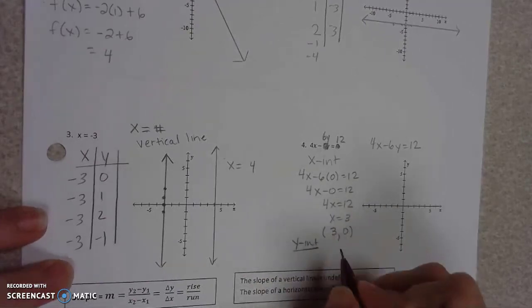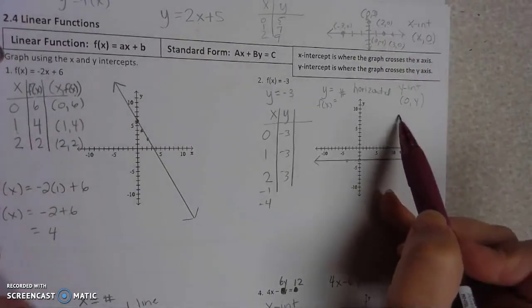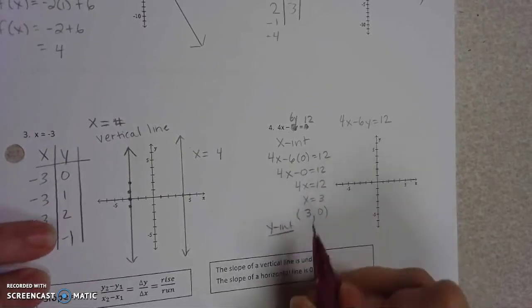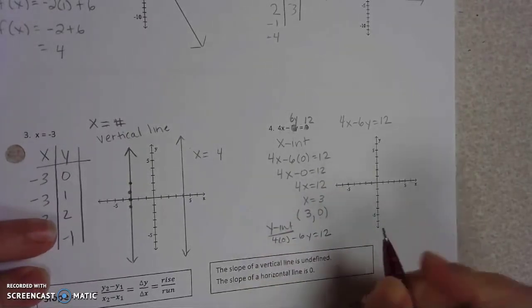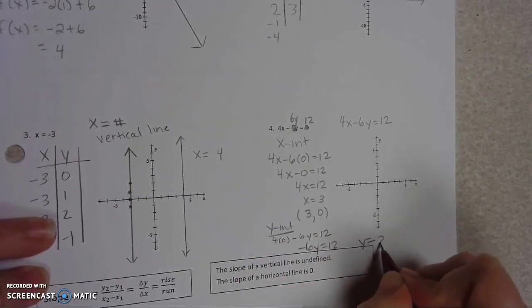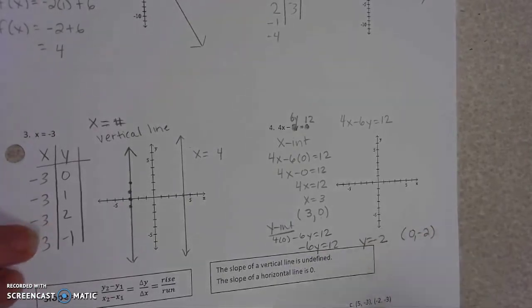The next one is the y-intercept. We said every point on the y-axis has an x value of 0. So if I fill in 0 for x, 4 times 0 minus 6y would give me negative 6y equals 12. Y equals negative 2, so that'll give me a y-intercept of 0, negative 2.